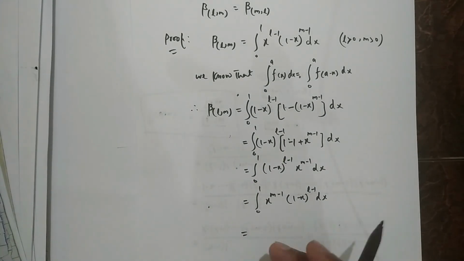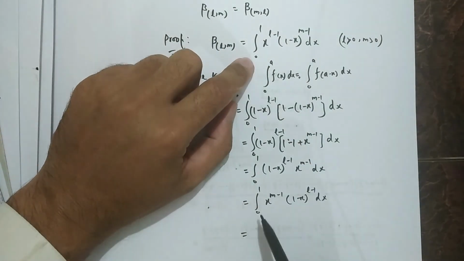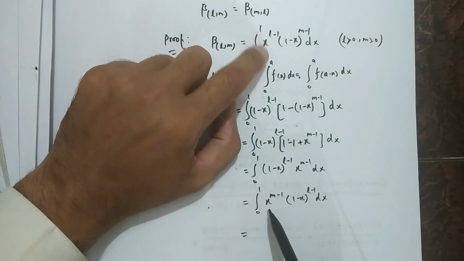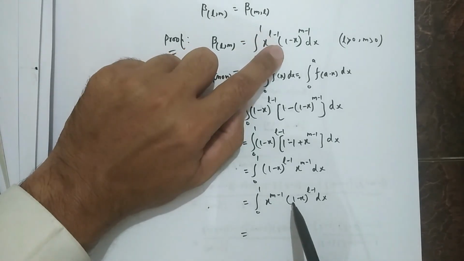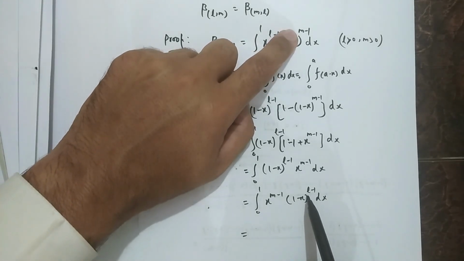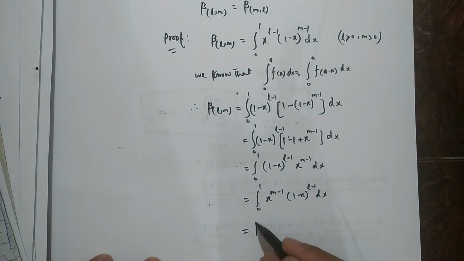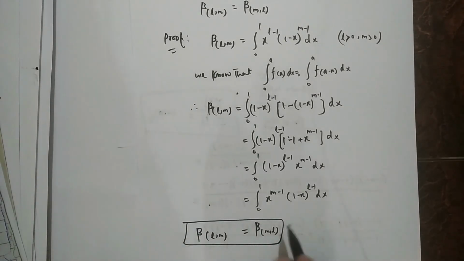And you see that by the definition of the beta function, here we have the integral from 0 to 1 of x to the power m minus 1, and 1 minus x to the power L minus 1. So we can write it as beta m L. Thus beta Lm is equal to beta m L. This property is called symmetry of the beta function. Thank you very much.